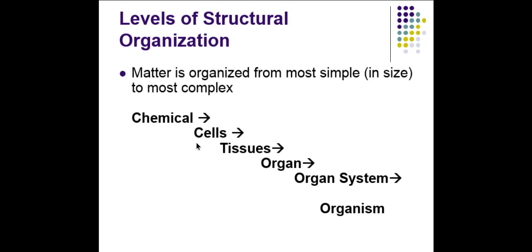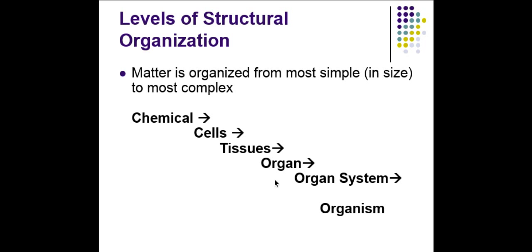As we move up, a cell is the smallest functional unit of life. We move up to tissues. Tissues are two or more cell types put together that work for a common function. So that could be stomach cells or liver cells or intestinal cells or skin cells, okay?